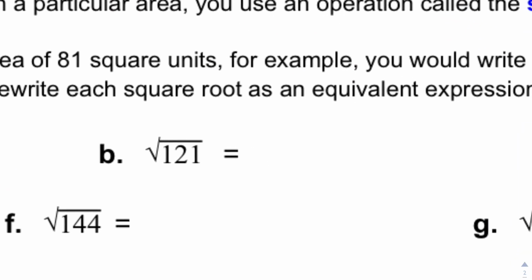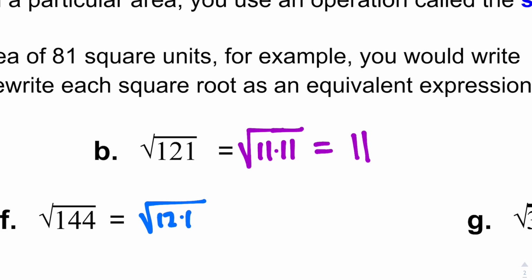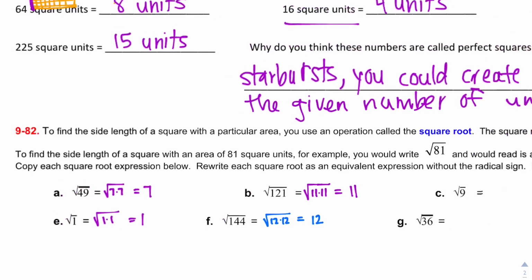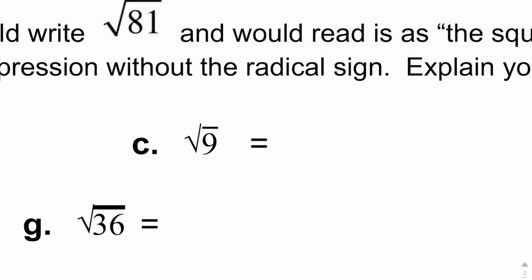Okay, let's go ahead and continue. The square root of 121, I know that 11 times 11 is 121, so the square root of 121 is 11. For 144, letter F, the square root of 144 is made up of 12 by 12 squares, so 12 times 12. So the root of 144 is 12. Let's go to letter C. On letter C, the square root of 9. To make 9 squares, you'd have to have a big square with 3 by 3. So the root of 9 is 3.